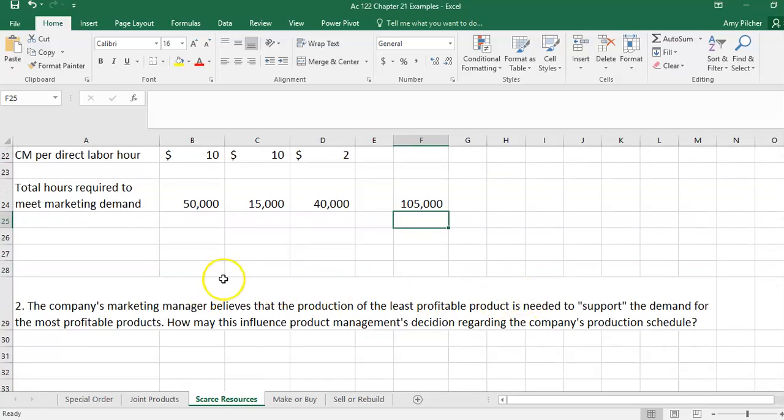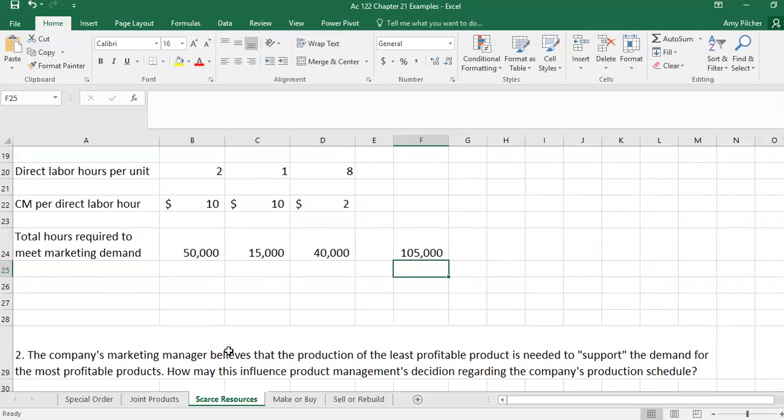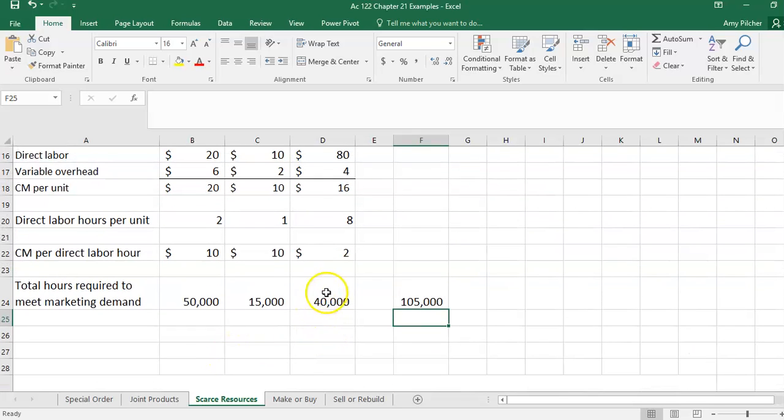The second part of this question says, what if we need to make water skis in order to support the demand for the life vests and tow ropes? So they're complementary products. You've heard about those in economics. So they support each other and people come in to buy them together. Then what do we need to do? In that case, we would need more information. We would want to know how much of that demand for water skis was driving the demand for life vests and tow ropes.